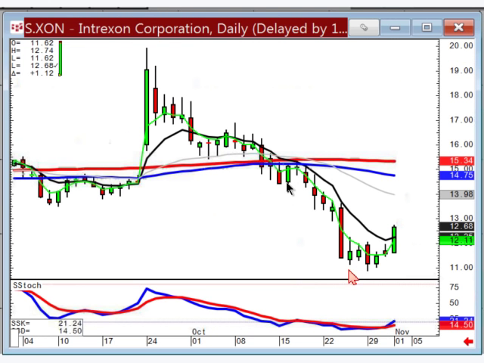XON, same scenario. Cradle pattern. High probability, because the probability is based upon when you see that flat trading area doing dojis, a lot of indecision.